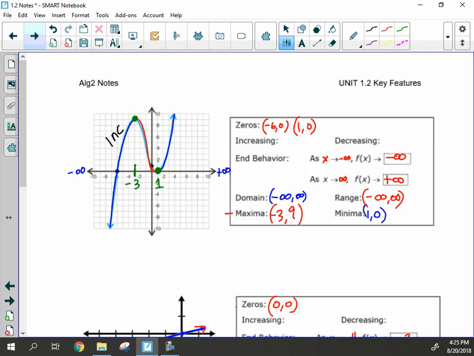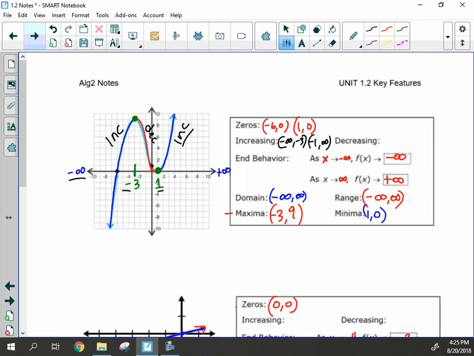Then it starts increasing again at -1 into infinity. So we got -1 all the way to infinity. So it goes up twice. So that's why we have two answers. And you have your decreasing portion. The decreasing portion is from here to here. So from -3 to 1. And we never use brackets on those.